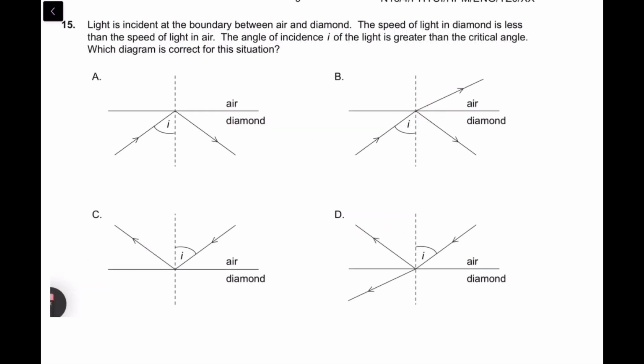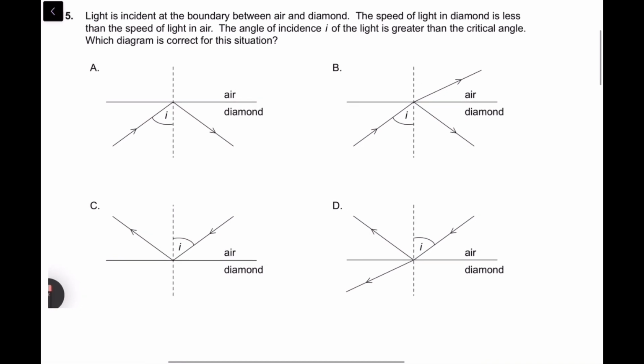So proceeding on to the next question, we have light is incident at a boundary between air and diamond, right? The speed of the light in diamond is less than the speed of the light in air, right?